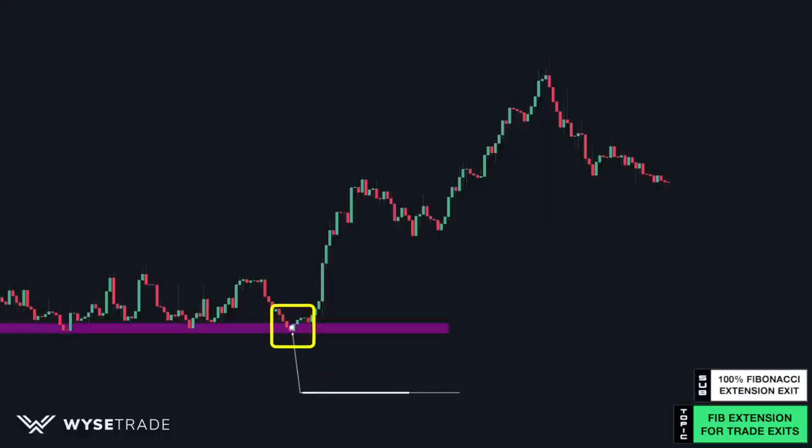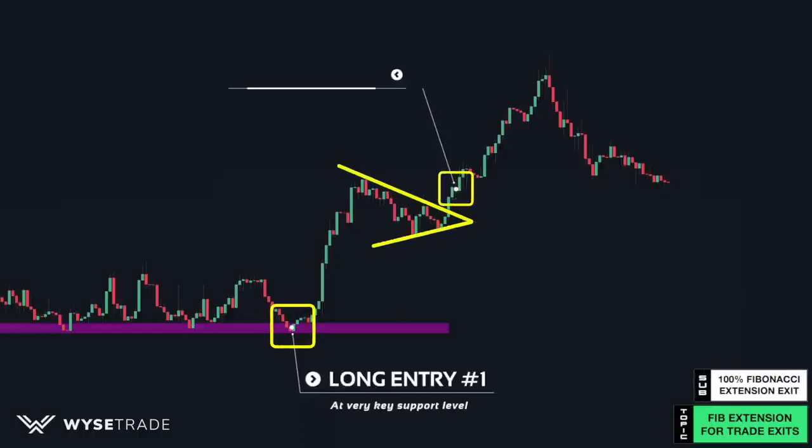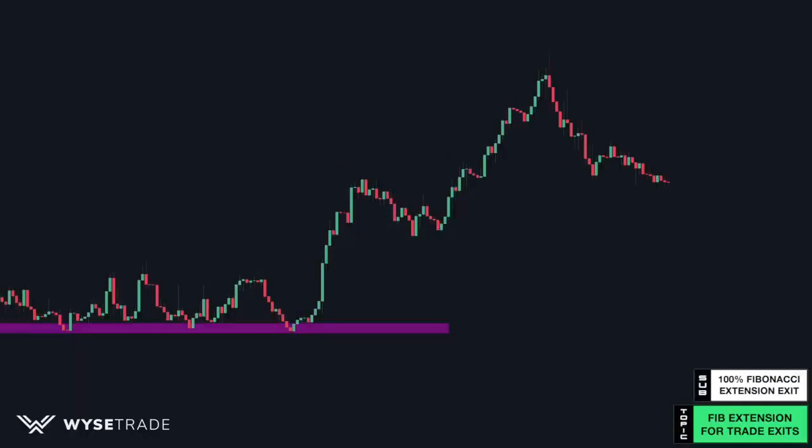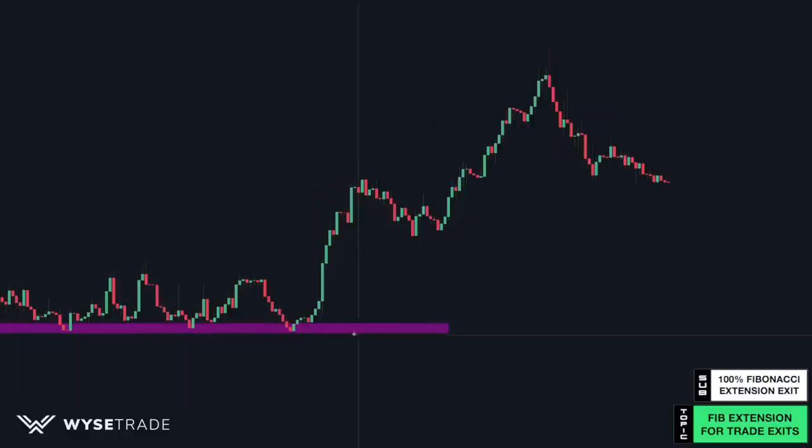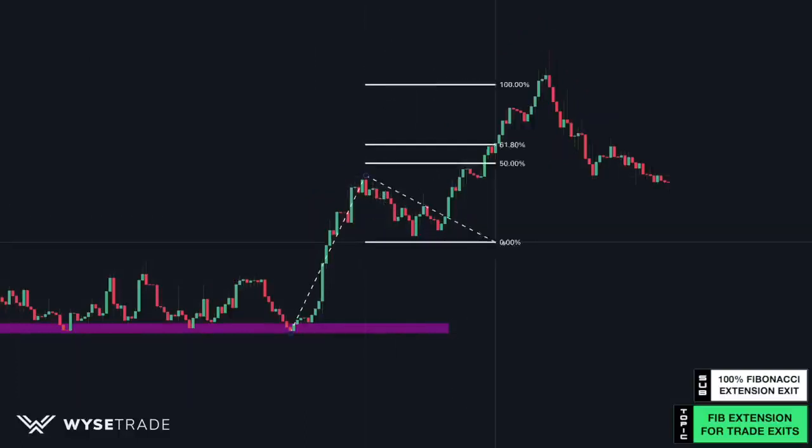So you went long here at the key support level, or through the continuation entry here. Price trends heavily upwards in your favor, and you start looking for possible exit points, but there's no resistance level in sight to target for an exit as you're entering uncharted territory. You apply your fib extension tool.